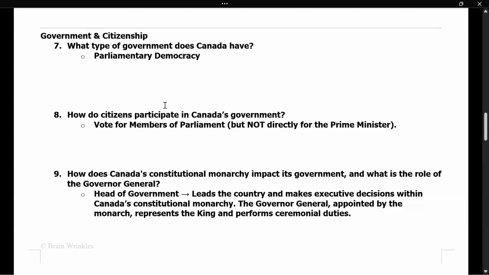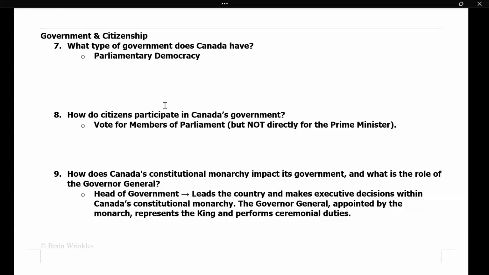But now, government and citizenship. What type of government does Canada have? Canada has a parliamentary democracy because of their history behind Britain, United Kingdom. How do citizens participate in Canada's government? Because they vote for members of parliament, not directly for prime minister.